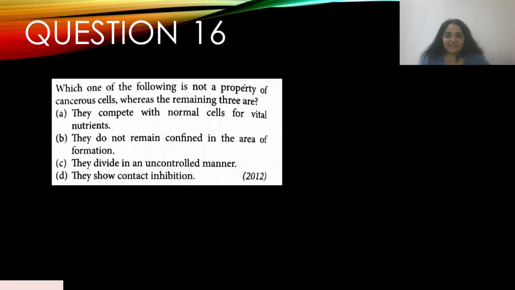Okay, so question number 16. Which one of the following is not a property of cancerous cells, whereas the remaining three are? This appeared in the year 2012. A, they compete with normal cells for vital nutrients. B, they do not remain confined in the area of formation. C, they divide in an uncontrolled manner. D, they show contact inhibition. Which is not a property is obviously D. A, B, C are all properties of cancerous cells. Answer is D.